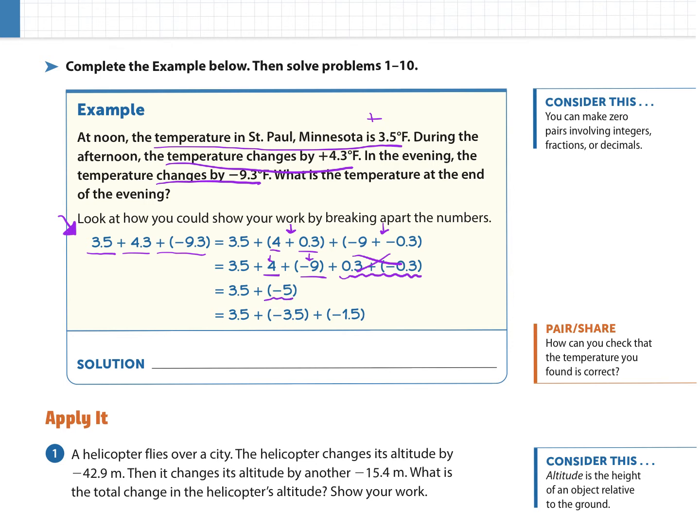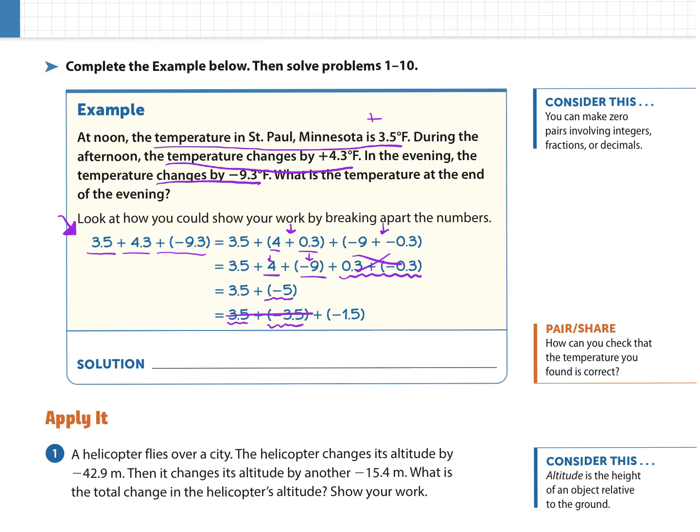Then they pulled out the zero pair, right? If I have positive 3.5, a negative 3.5 will be my zero pair. And then you're left with overall negative, and it's negative 1.5. Okay? To me, that way is a little complicated. So I'm going to show you a different way.